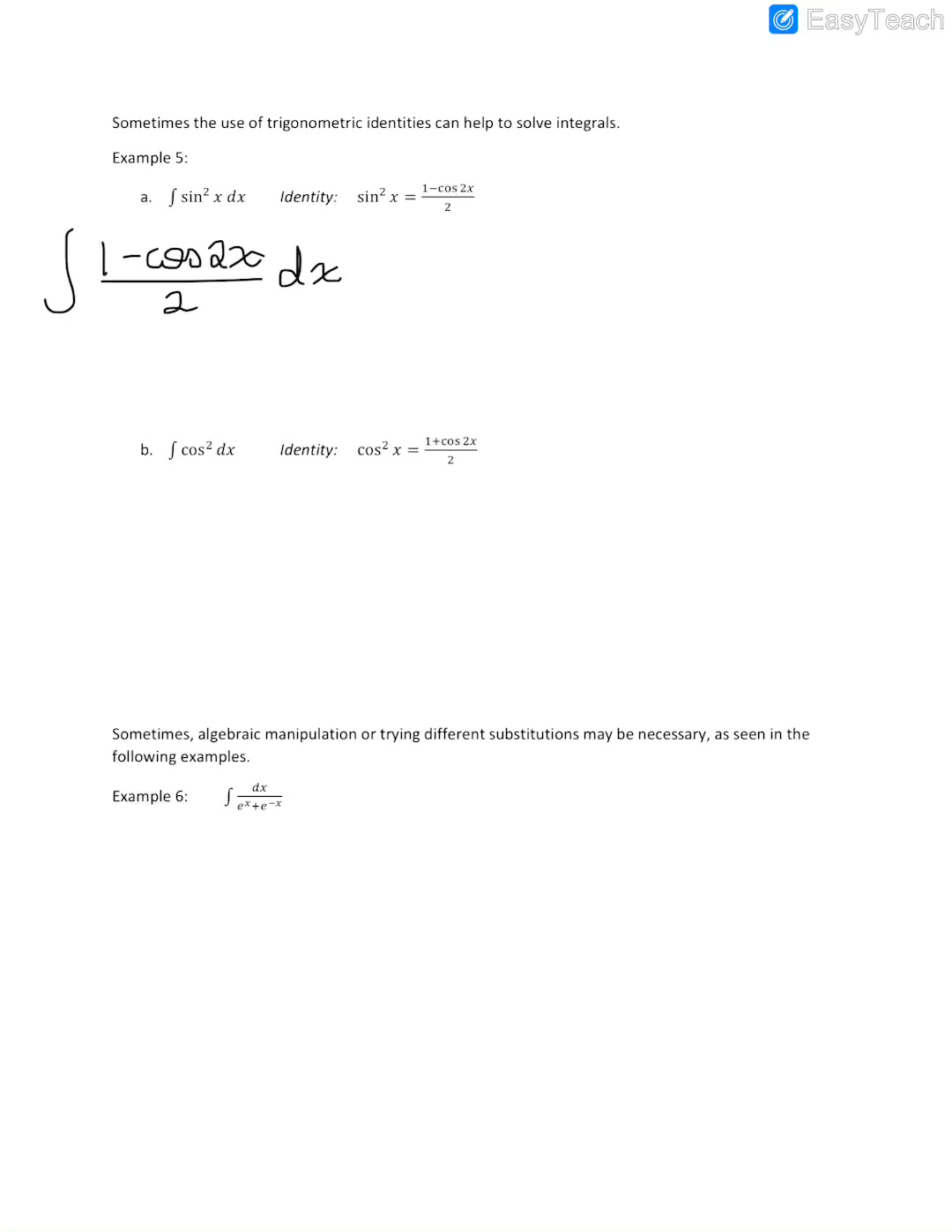All right, so if we're looking at this, the first thing I want to do is pull out this 2 because it's a constant. And since it's in the denominator, it comes out as a 1/2.